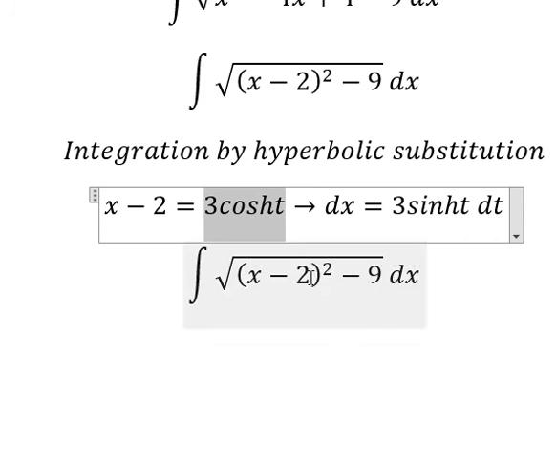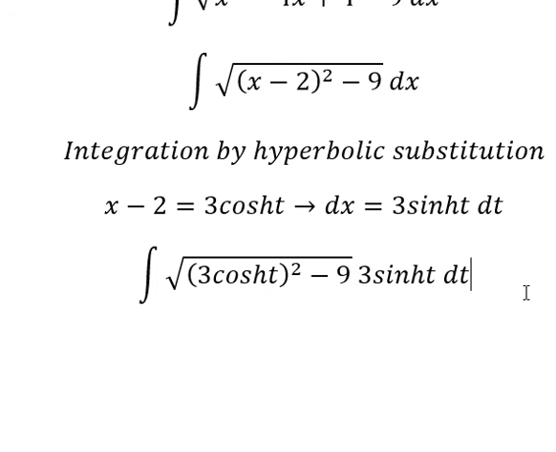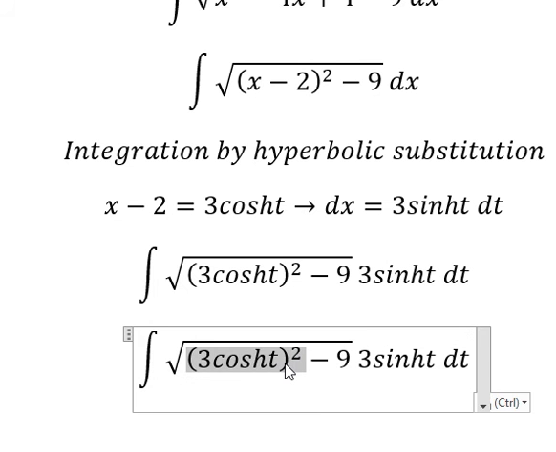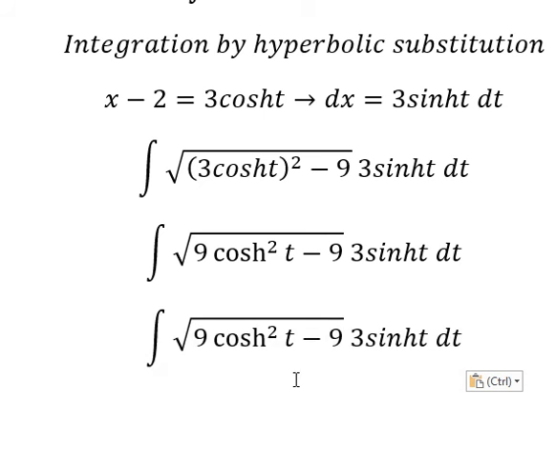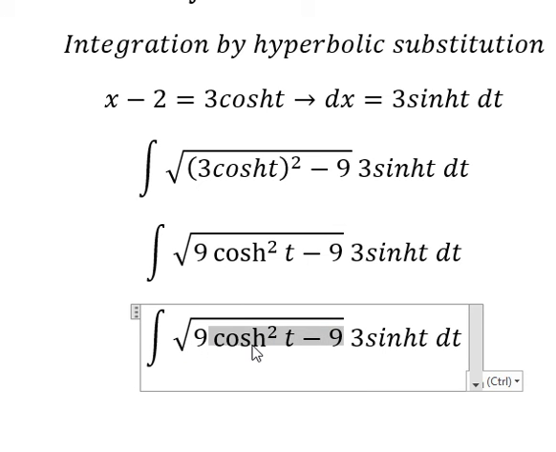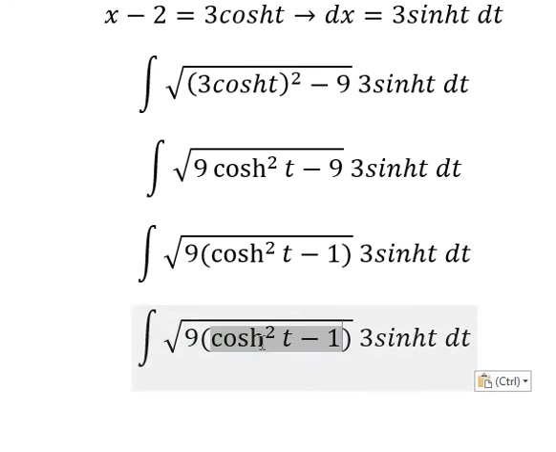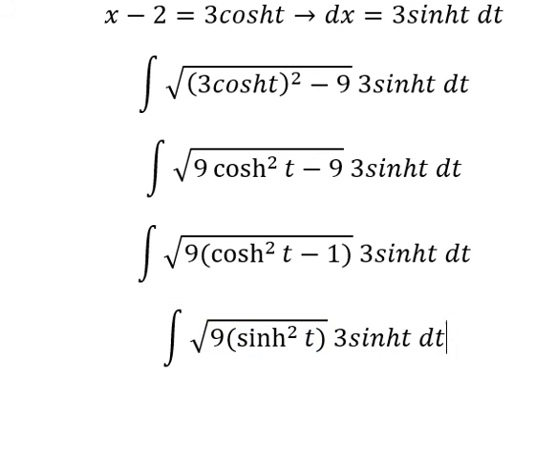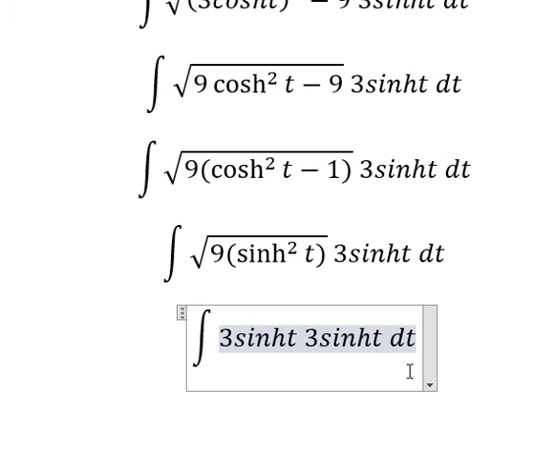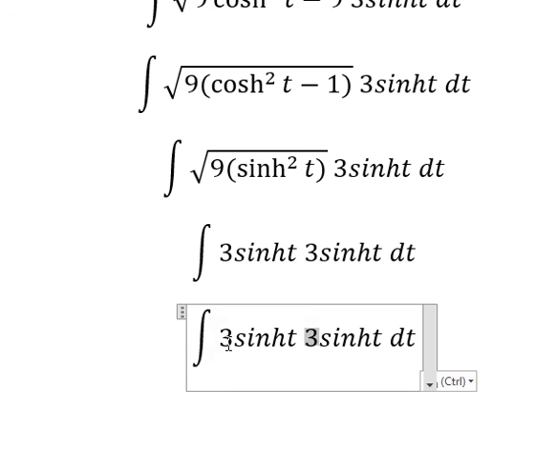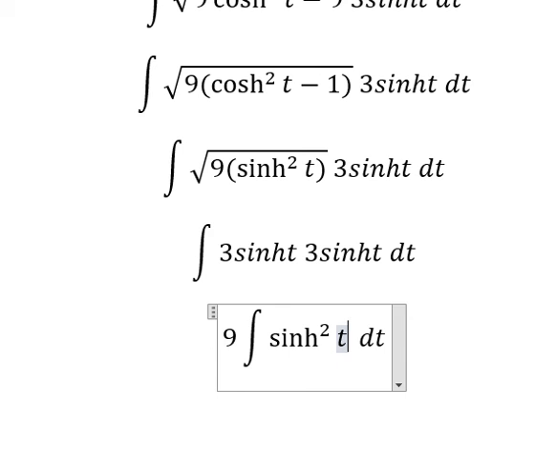So I will put this one gone here, and this one gone here. So this one we have 9 cos t square, number 9 and number 9 we can do about factorization. This one we change by sin t square, and this one we have 3 sin t, number 3 and number 3 we have number 9, sin t and sin t we have sin t square.